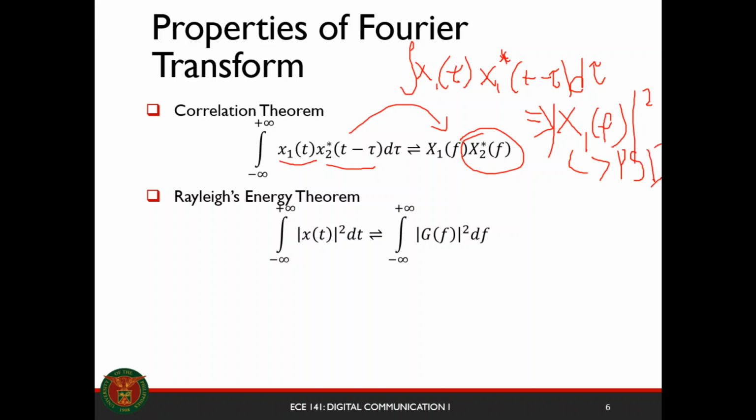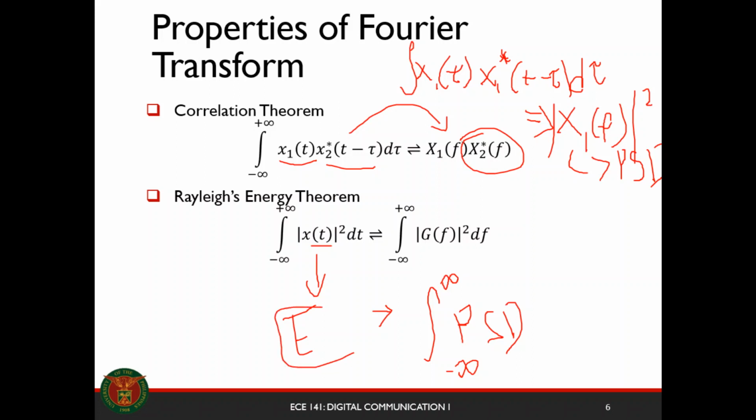Right. Finally, we have Rayleigh's energy theorem. What this means is that if we take the magnitude squared of your signal and get the area under the curve, this is your energy. This is the definition of energy. Then this energy can also be found in the Fourier transform. If we take the area of the power spectral density squared, right? So basically the power spectral density, no, not power spectral density. If we take the area of the power spectral density, we also get the energy of the corresponding signal.